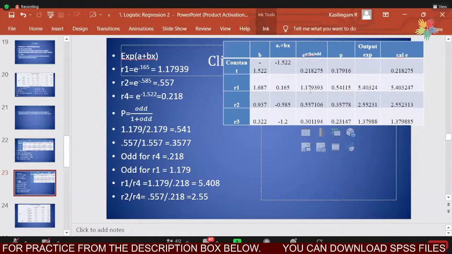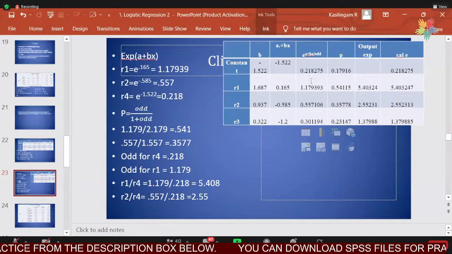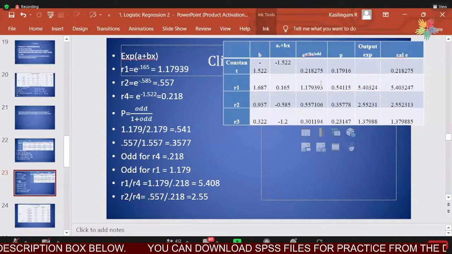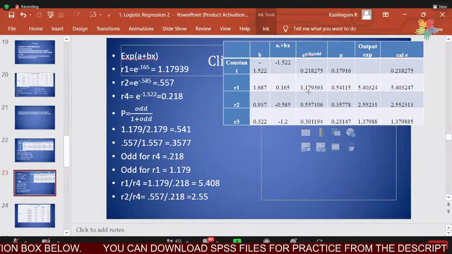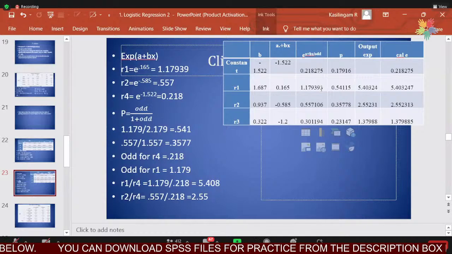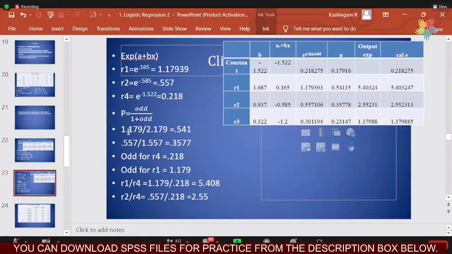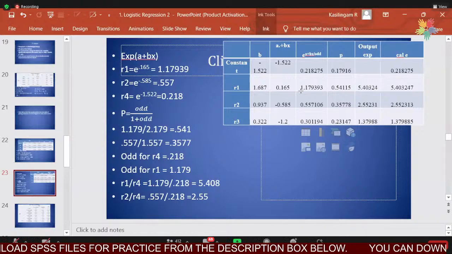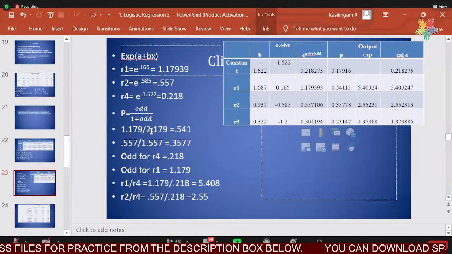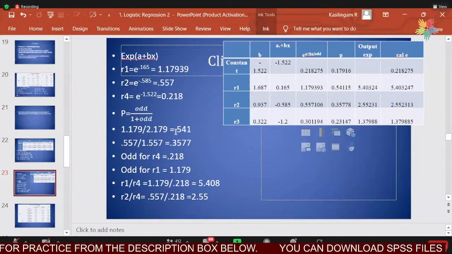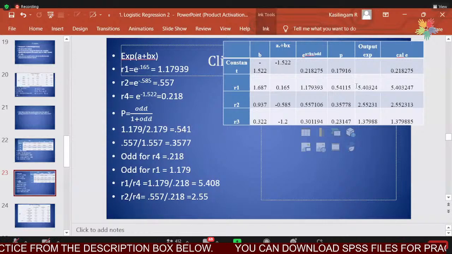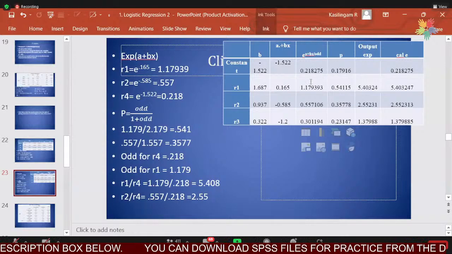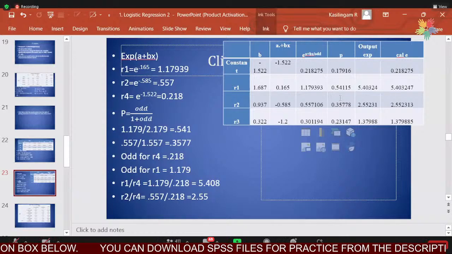Now I'm going to find out the probability of getting admission for those who studied in this institution. So e to the power a plus bx, that is the odds, divided by 1 plus odds: 1.179 divided by 2.179, which is equal to 0.541. That is calculated. So the probability of getting admission for those who studied in R1 is 0.54.